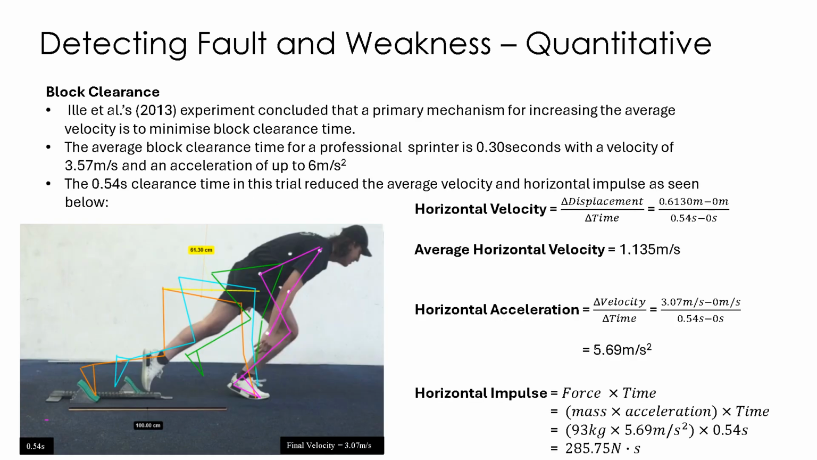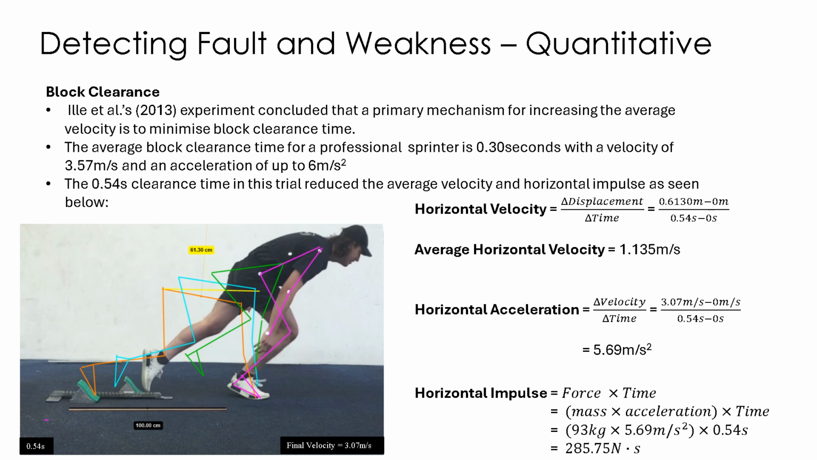Ilay et al.'s 2013 experiment concluded that a primary mechanism for increasing the average velocity is to minimize block clearance time. It also found that the average clearance time for a professional sprinter was 0.3 seconds, while the average velocity and average acceleration was 3.57 meters per second and up to 6 meters per second squared, respectively. Analysis of the trial in Kinovea revealed a clearance time of 0.54 seconds, which directly impacted the average velocity and horizontal impulse for the sprint start.